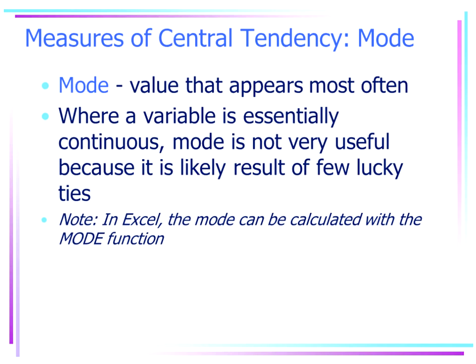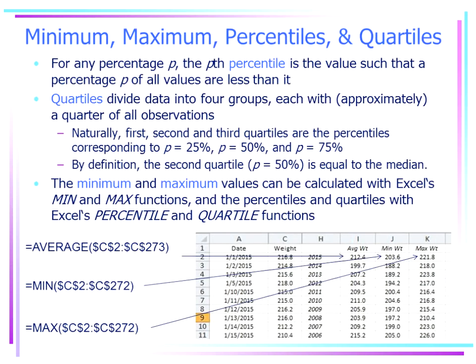So mode, and it does say here that mode is not very useful, especially when you have continuous data, because you're not likely to get a lot of repeat values in the data set. So mean, median, and mode are your measures of central tendency. Mean is the one you're most likely to use in most cases.